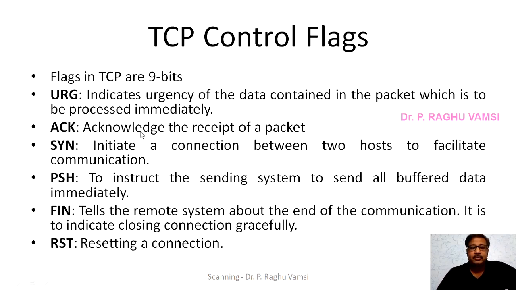ACK is a flag which represents the acknowledgement of the receipt of the packet. SYN is a signal which is used to initiate the connection between two hosts to facilitate the communication. In TCP, there exists a three-way handshake, in which when any node wants to communicate with any other node, it will always first send the synchronous signal. Upon the synchronous signal, the receiver will respond with the synchronous acknowledgement. So synchronous is a signal which is used to initiate the connection between two hosts to facilitate the communication.